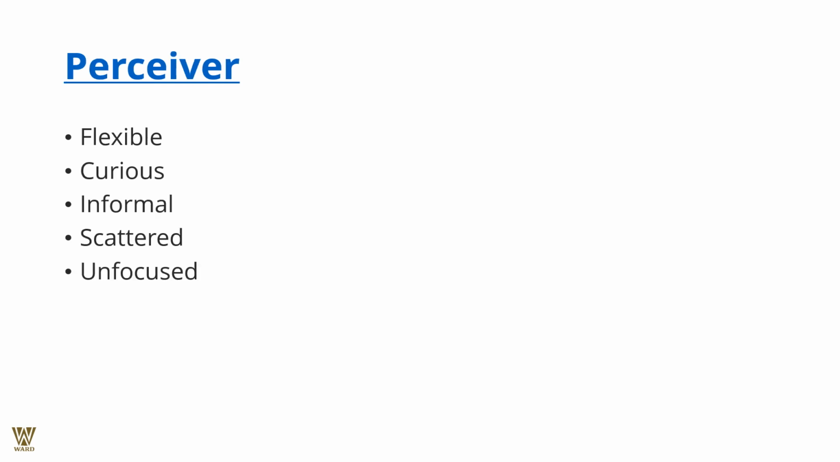Perceiver is flexible, curious, informal, scattered, and unfocused. Now, what are we talking about with flexible, curious, informal, scattered and unfocused? A person who actually adapts with the passage of time, adapts with the passage of the situation. As the situation becomes dynamic, probably the outcome differs. So the person is completely flexible. He or she is very curious, likes to keep a tab on things, likes to collect the data, and tries to make sense out of it, no matter how informal, scattered, or unfocused it is.